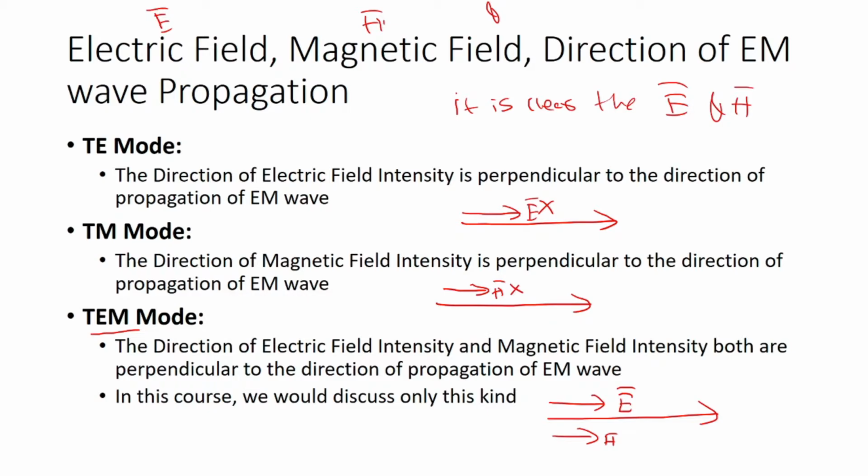In this course, we will discuss only this kind of waves. The transverse electric mode and transverse magnetic mode are discussed when we discuss waveguides, which is not in the scope of this content. Therefore, in this course, we will discuss only transverse electromagnetic waves. Their E bar is perpendicular to H bar, H bar is perpendicular to E bar, and H bar is also perpendicular to the direction of electromagnetic wave propagation. E bar is also perpendicular to the direction of electromagnetic wave propagation.